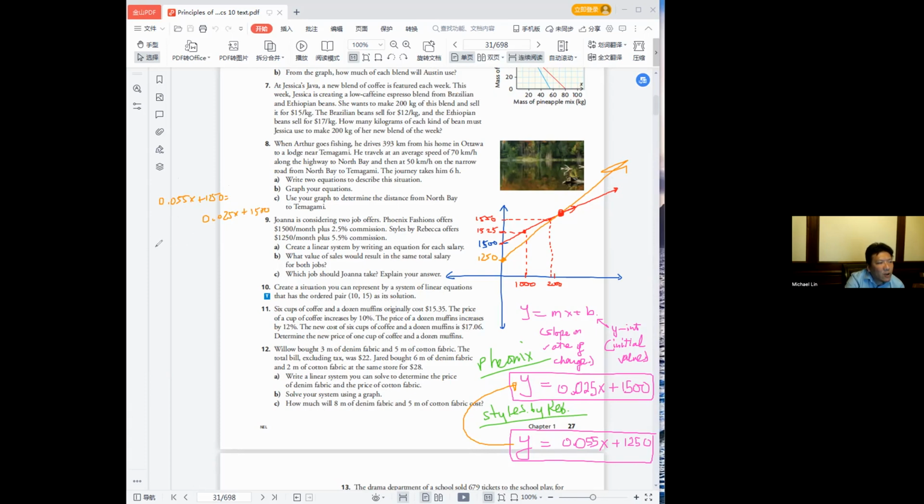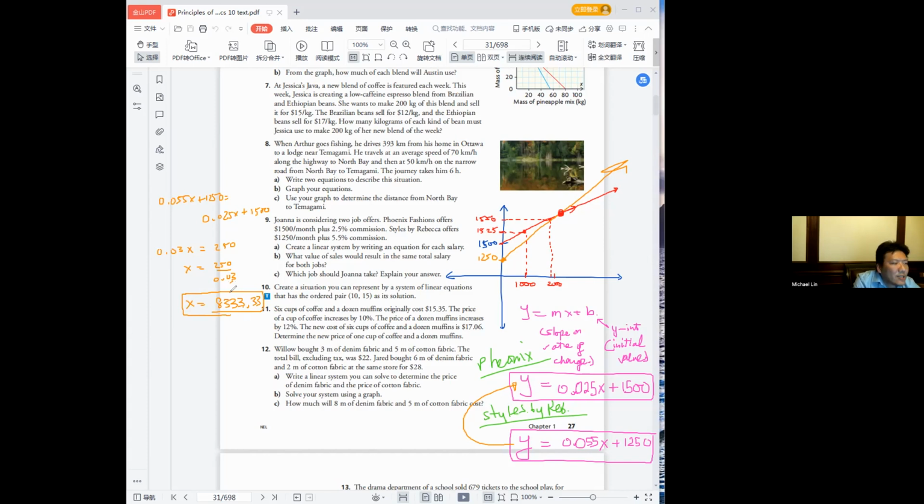Now we just isolate for our variable, so we get 0.03x must equal 250. That means x is equal to 250 divided by 0.03. So x is going to be, not sure what that is, let's find out. I think it's going to be a repeating decimal, right? 250 divided by 0.03. So we get $8,333.33. Okay, something like this.